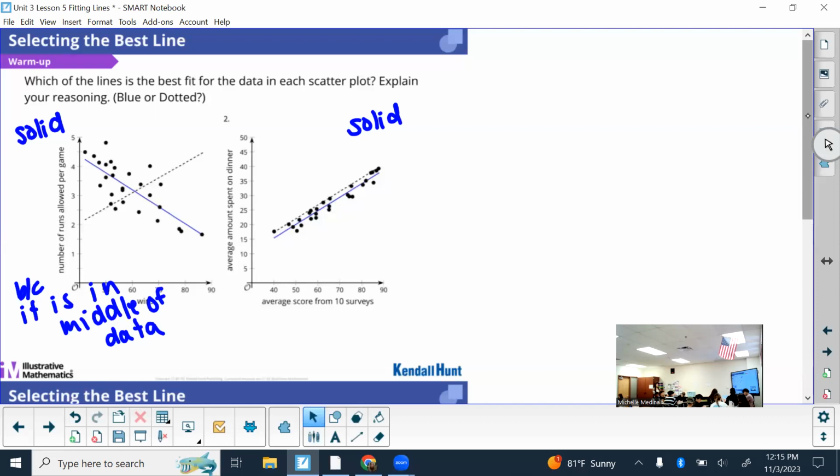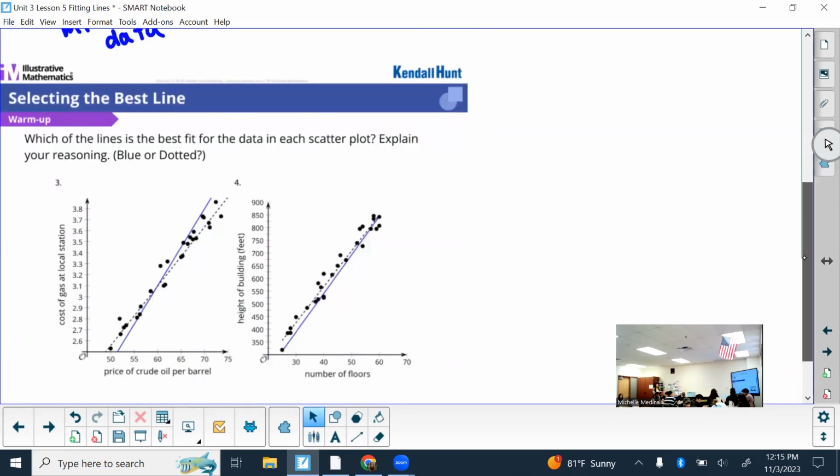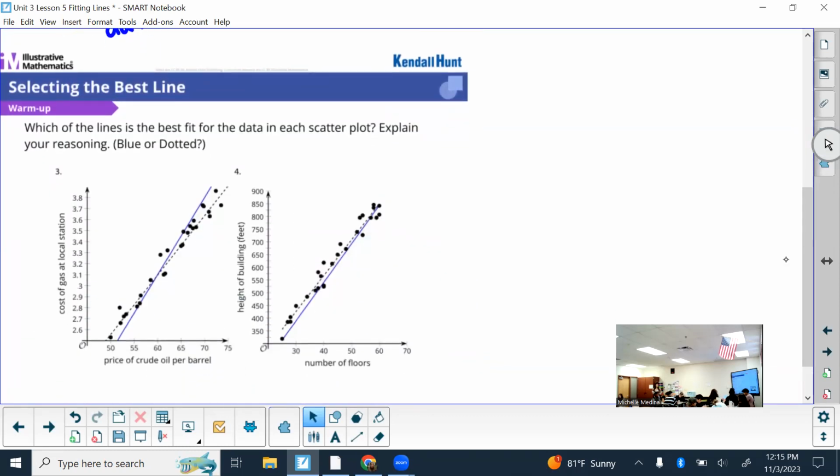Now table 1, number 3, solid or dashed? Okay, I agree. Dashed, dotted, same difference. But yes, the dashed line is going through the middle of your data, whereas the solid one is not. The points should be clustered around it.